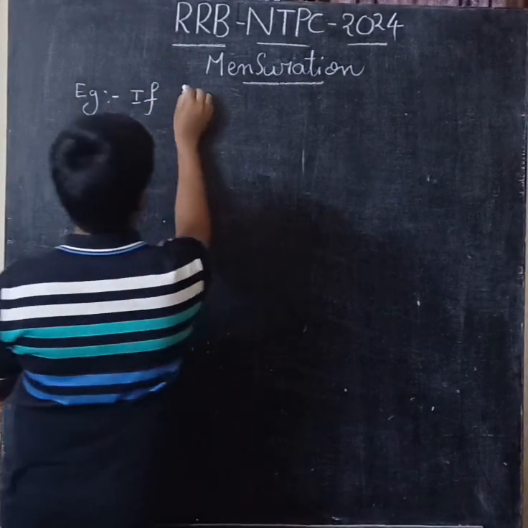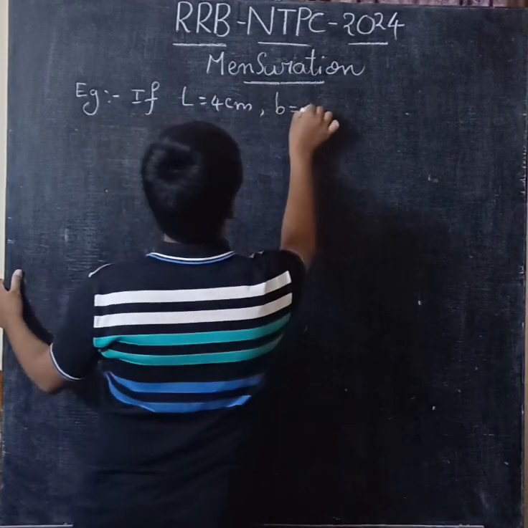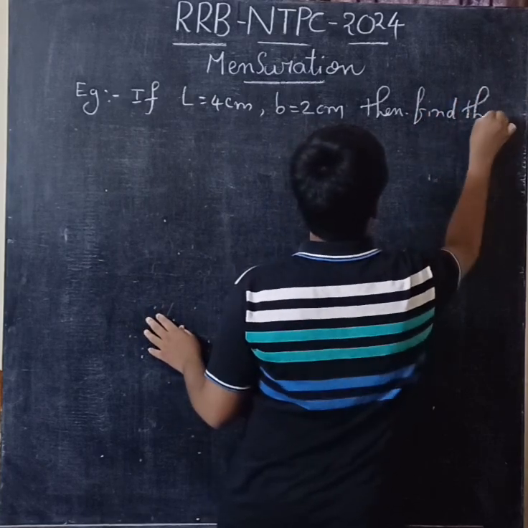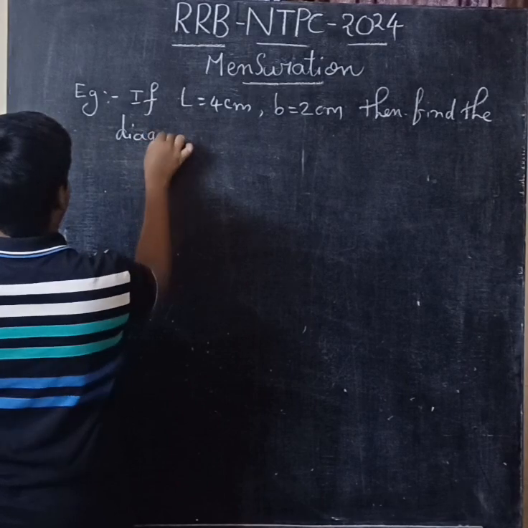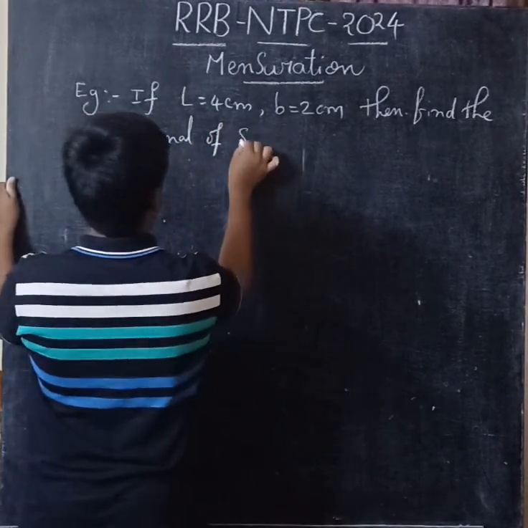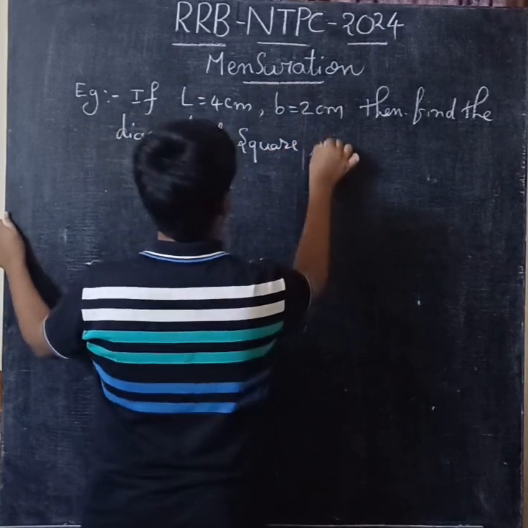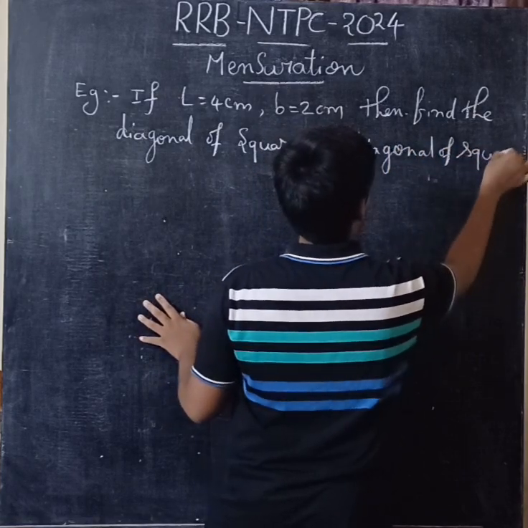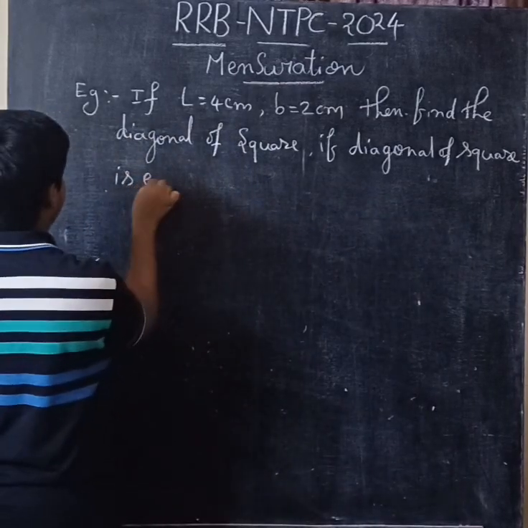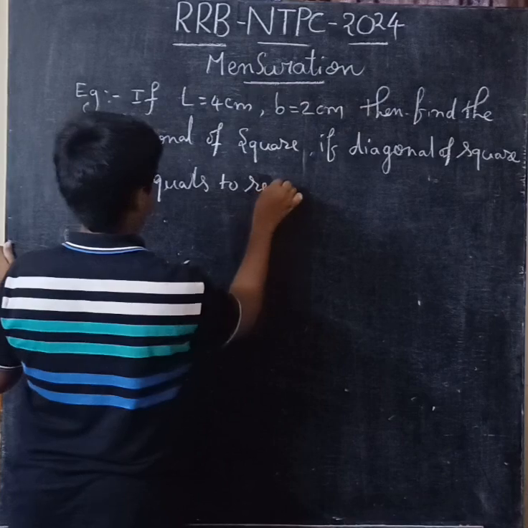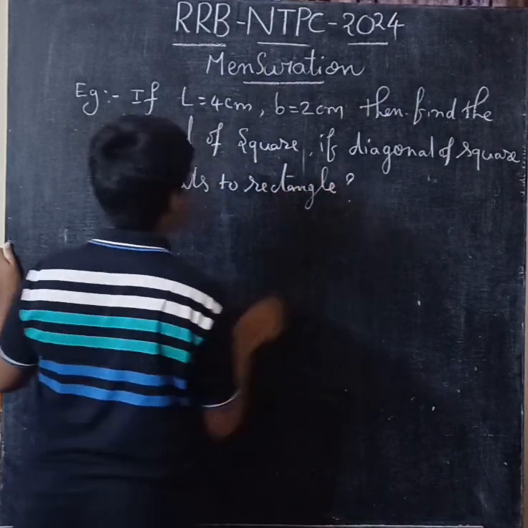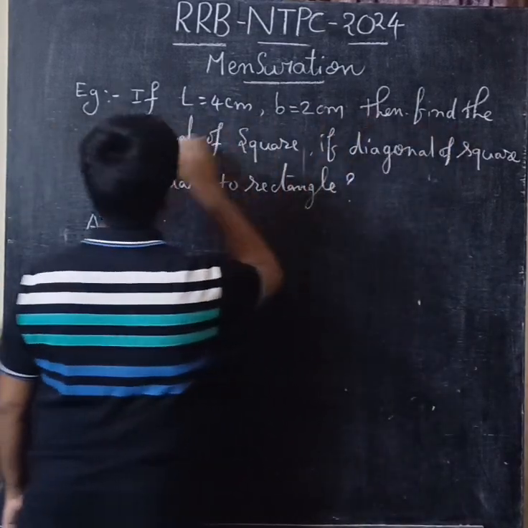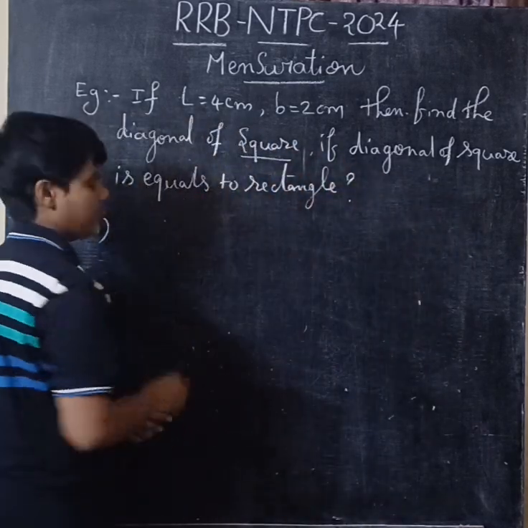And if you see the third example: if length equals 4 centimeters, breadth equals 2 centimeters, then find the diagonal of the square if the diagonal of the square and rectangle are equal. So this is the third example.